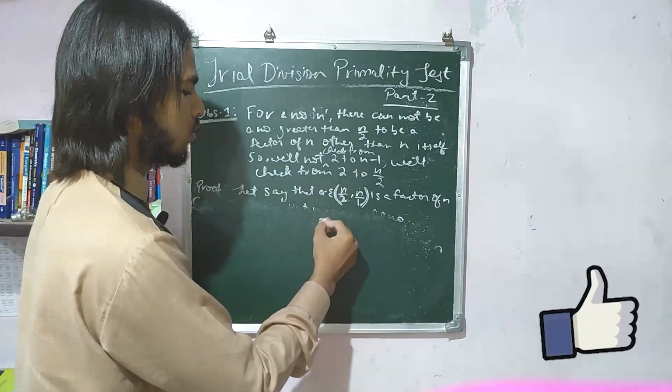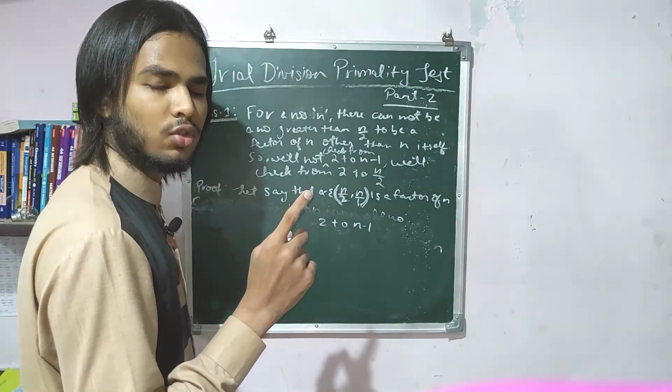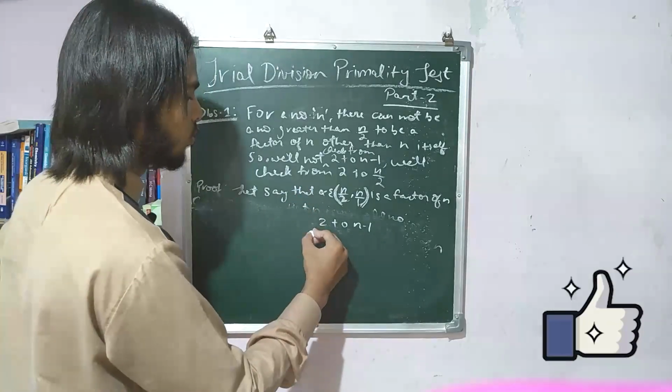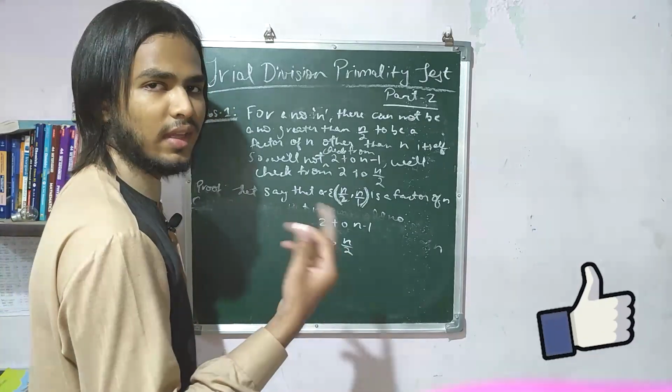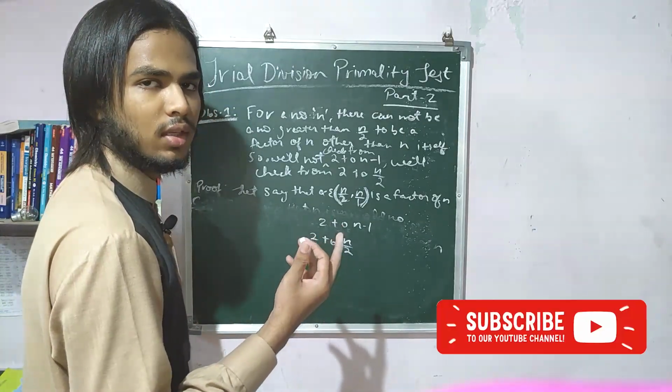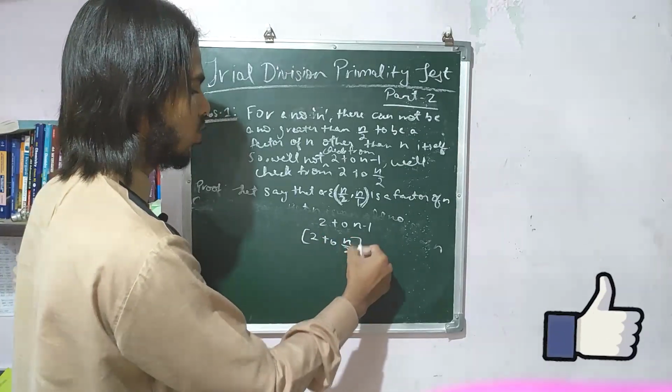So the conclusion is this, that whenever we want to check whether a number is prime or not, we will now not go from 2 up till n minus 1, as I have shown you in part 1. We will only go from 2 to n by 2, and in either case, whether n is even or n is odd, we'll at most go from 2 to n by 2.